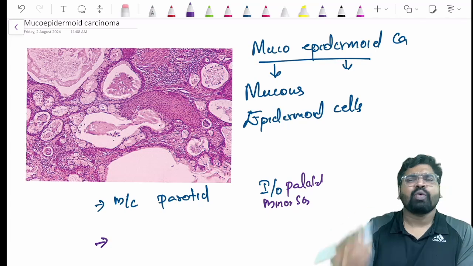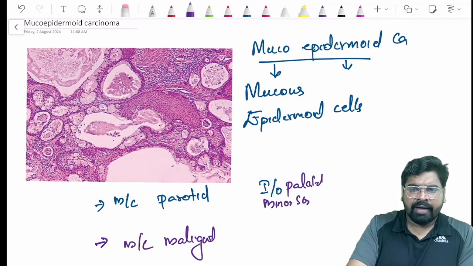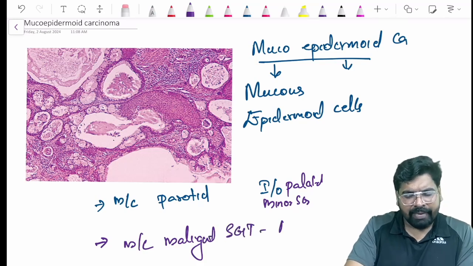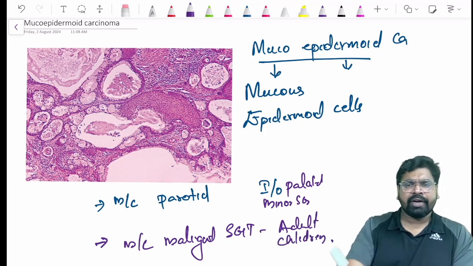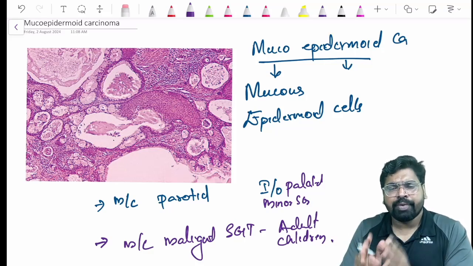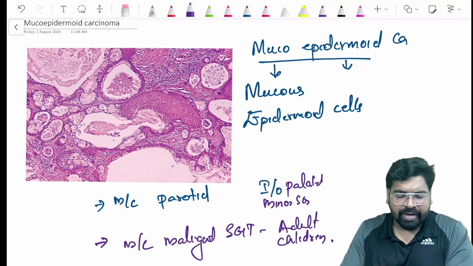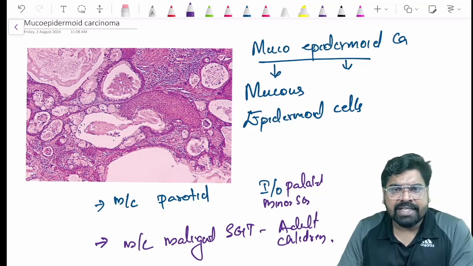And what else? It is the most common malignant salivary gland tumor, whether in adults or in children. A malignant salivary gland tumor of your major gland or your minor gland, whatever it is, MEC, mucoepidermoid carcinoma, is the answer.